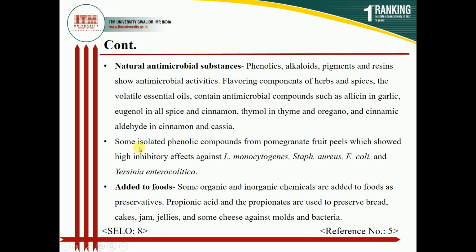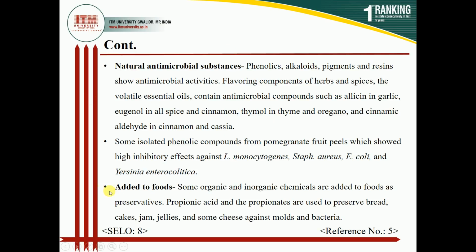Apart from this, some scientists have researched and isolated some phenolic compounds from pomegranate fruit peels, which also showed high inhibitory effects against Listeria monocytogenes, Staphylococcus aureus, Escherichia coli, and Yersinia enterocolitica. So these are the natural antimicrobials that are already present.